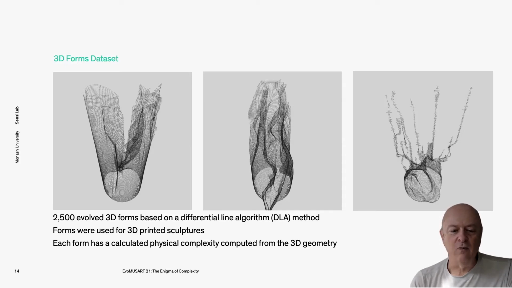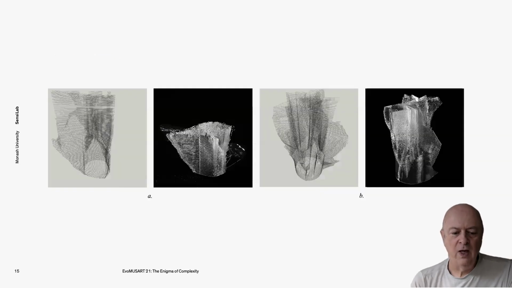For this data set, we computed the geometric complexity directly from the 3D geometry. The complexity measure is based on the amount of physical variation in each layer of the model. Now, the reason for doing this is to compare the physical complexity of a 3D object with respect to the 2D image of that same object and its visual complexity.